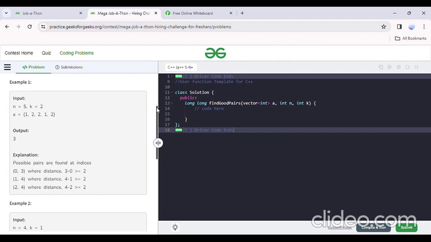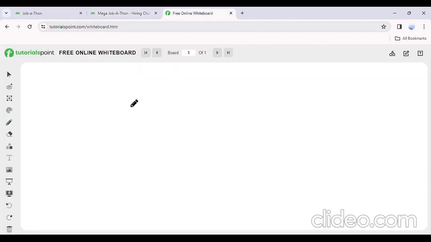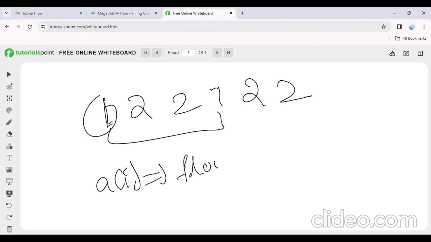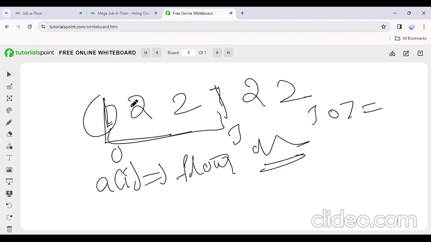What he is saying is, suppose 1 2 2 1 2 2, if it is there, we look at the difference between the indices of the same flavor. Here A of I represents the flavor of the ice cream. So if you pick these two, the index is 0 and 3, so 3 minus 0 is greater than or equal to 2. Here k is given as 2.